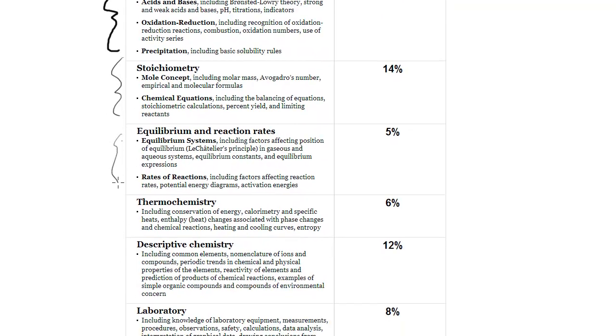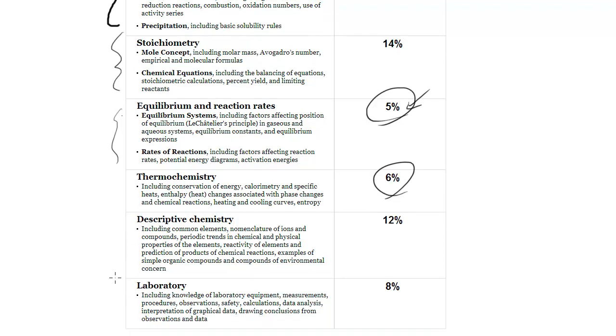Then we get into the little minor topics. So we have a little bit on equilibrium and rates of reaction, which is kind of surprising because usually these are pretty big topics in even a regular high school class. But notice it's only 5%, so it's not huge. In addition, thermochemistry is not huge either. It's only 6%. Now, of course, combined they're 11%. It's a decent chunk. But notice it's not as important as the fundamentals, stoichiometry, reaction types, bonding, that kind of thing.